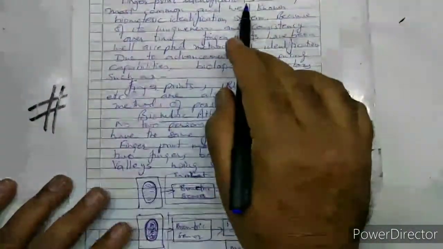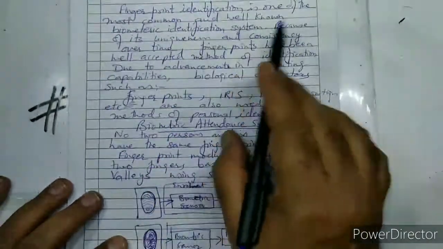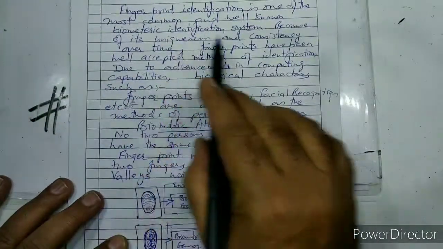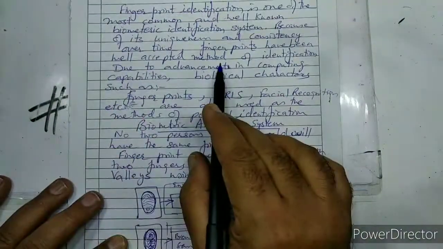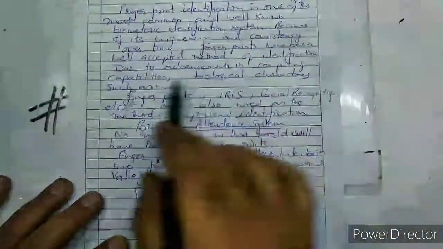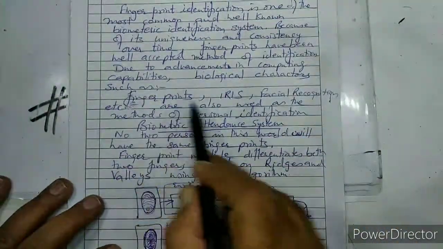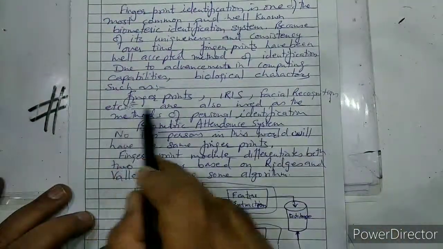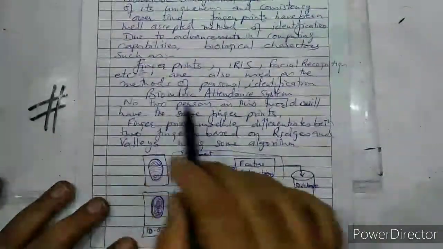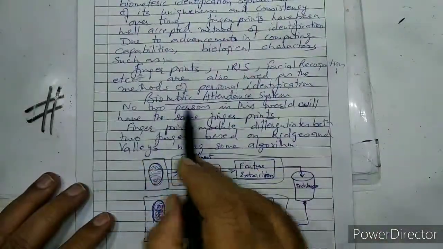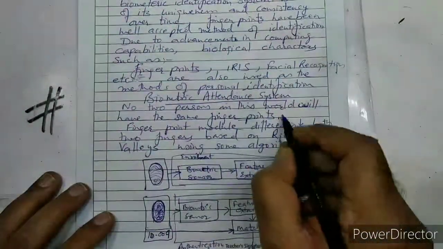Fingerprint identification system is one of the most common and well-known biometric identification systems because of its uniqueness and consistency over time. Fingerprints have been a well accepted method of identification. Due to advancement in computing capabilities, biological characters such as fingerprints, iris, facial recognition, etc. are also used as methods of personal identification. So, biometric attendance system. No two persons in this world will have the same fingerprints. So that is well known.